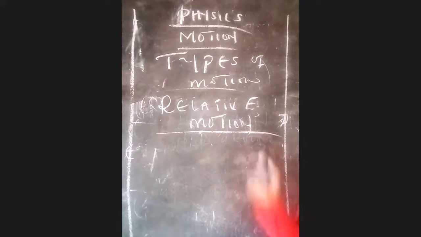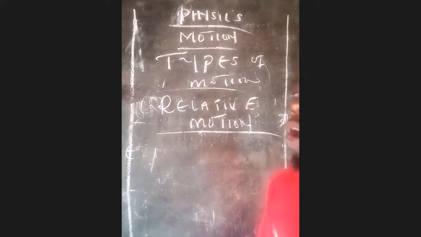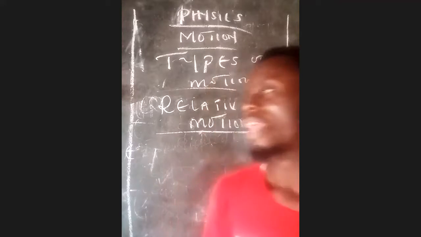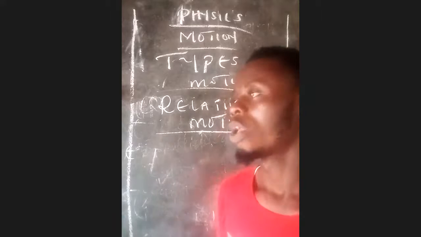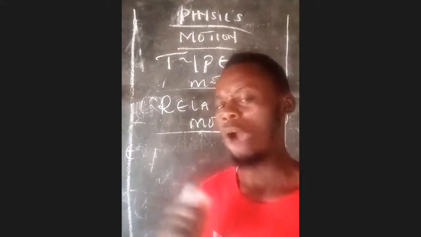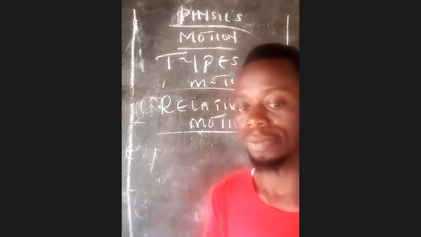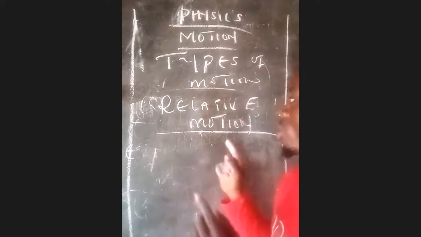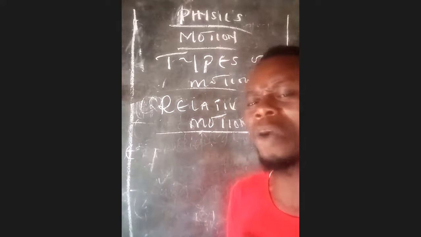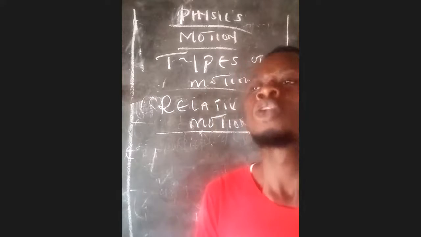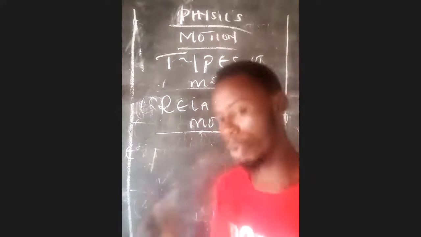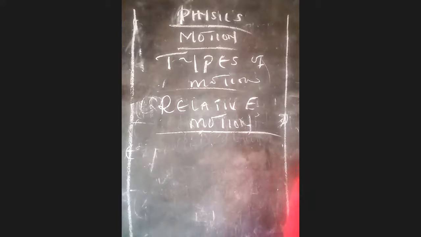Now we talk about relative motion. Relative motion is a type of motion in which a body moves in relation to another body. That is what we refer to as relative motion.